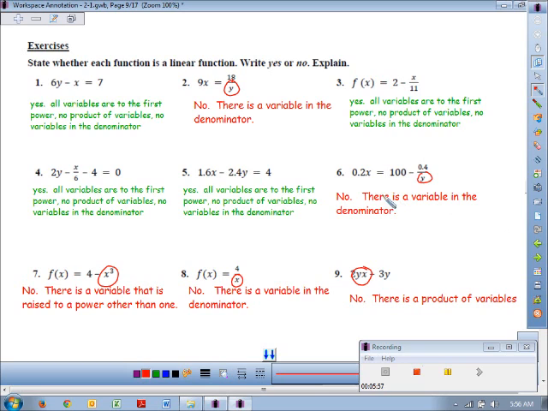And here's what you should have got. 5 was a yes, for the same reason we've been writing down. 6 was a no, because there was a variable in the denominator, and we circle it. 7 was a no, because you got an x cubed in there, so I wrote there is a variable that is raised to a power other than 1. And 8 was a no, because it's a variable in the denominator. And 9 was a no, because there was a product of variables.